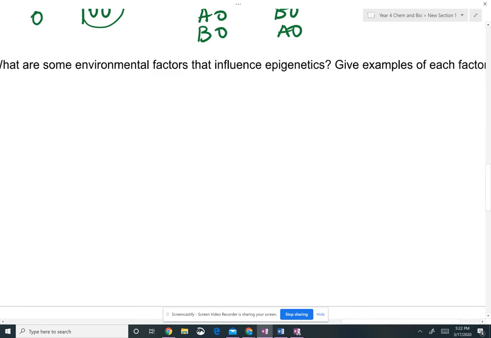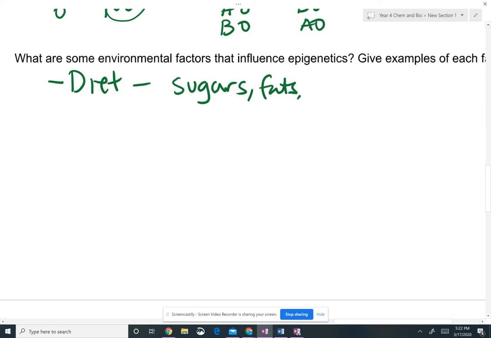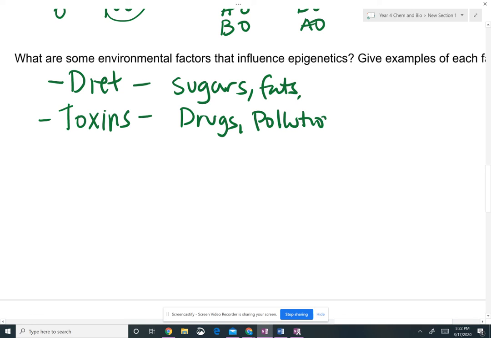All right. Environmental factors that influence epigenetics. A couple of things. Number one is diet. Sugars and fats and all of that can influence it. The next thing is toxins. Toxins can be drugs, toxins can be pollution. All of those different things are factors on there.